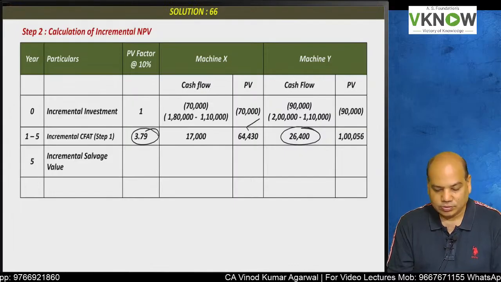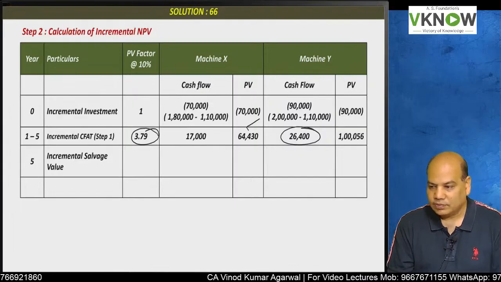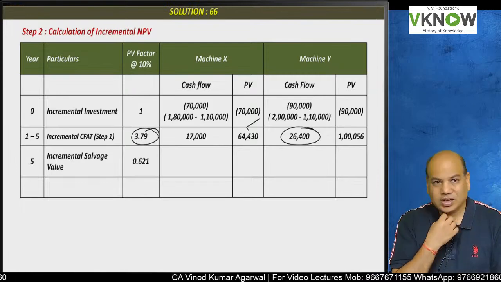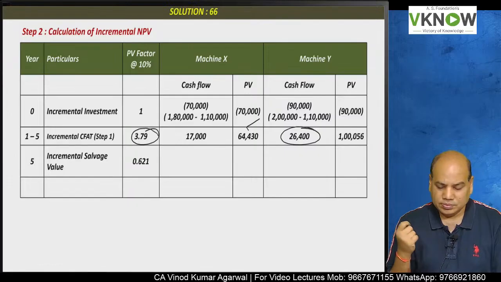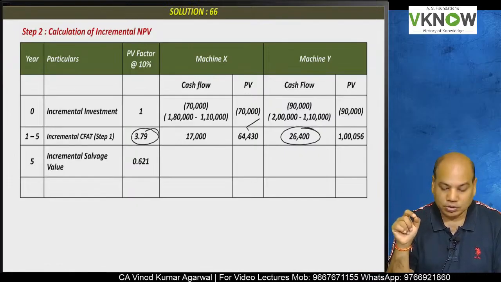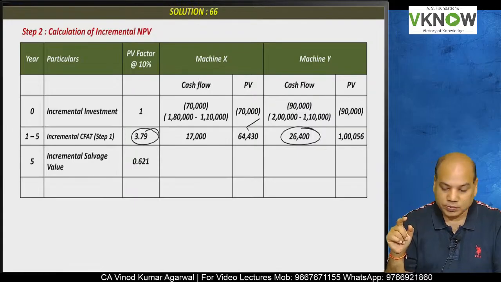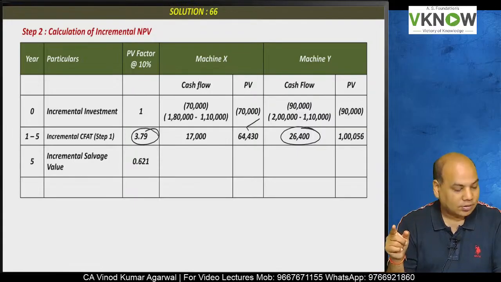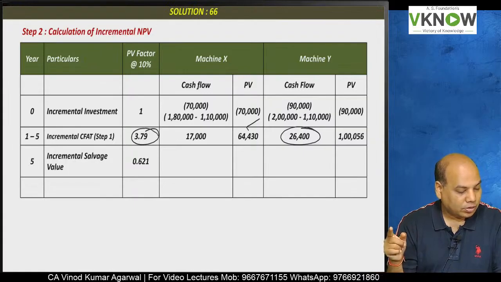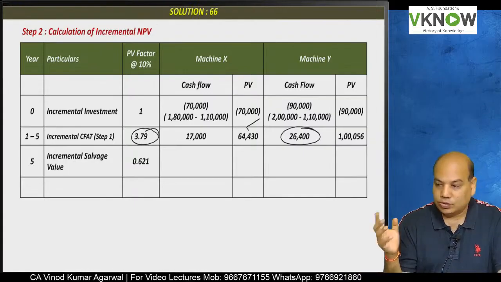Incremental salvage value. Step number 5, incremental salvage value. Year 5 incremental salvage value, factor 0.621, take from book. If you replace machine Z by X, your incremental salvage value will be how much?